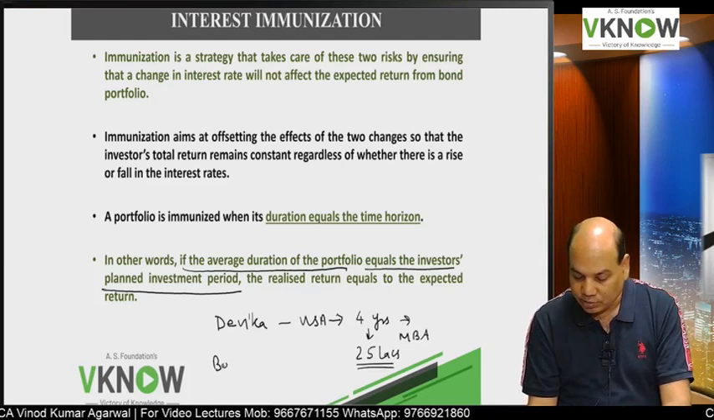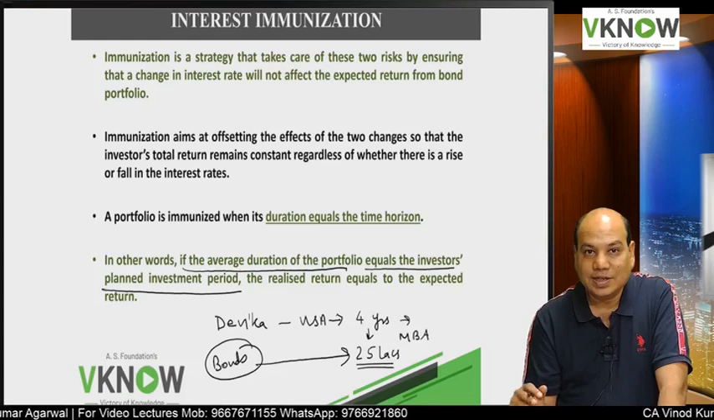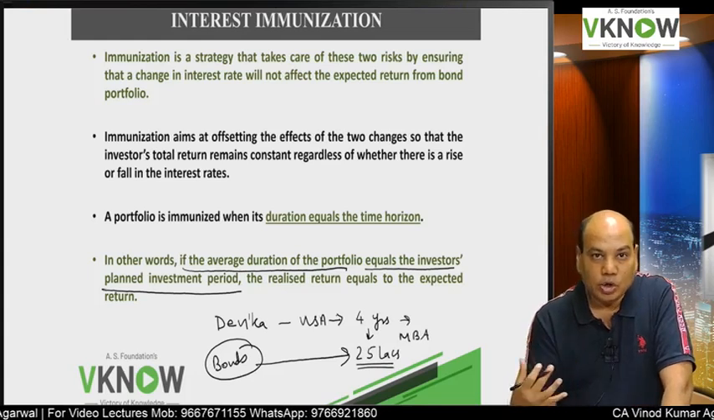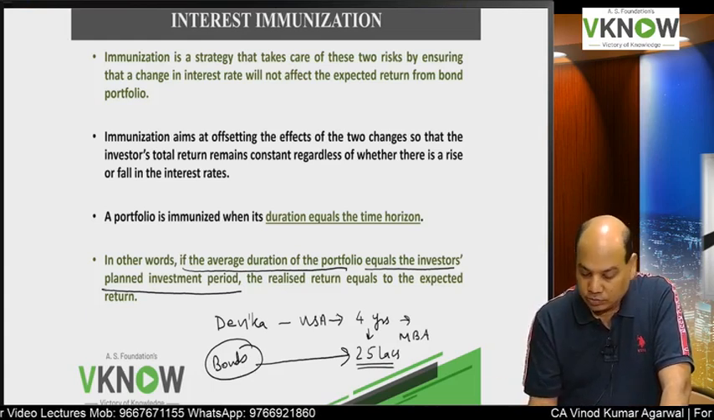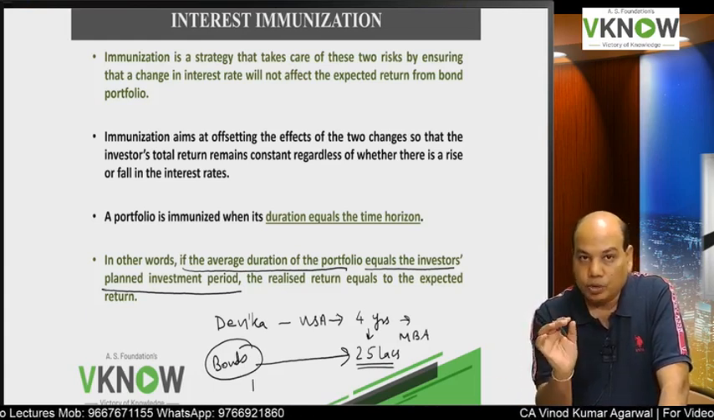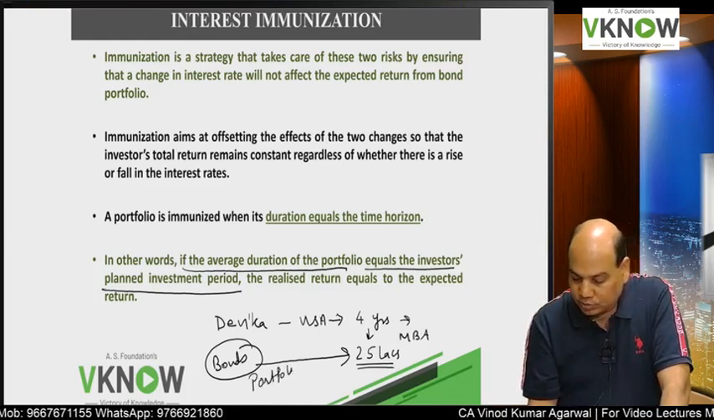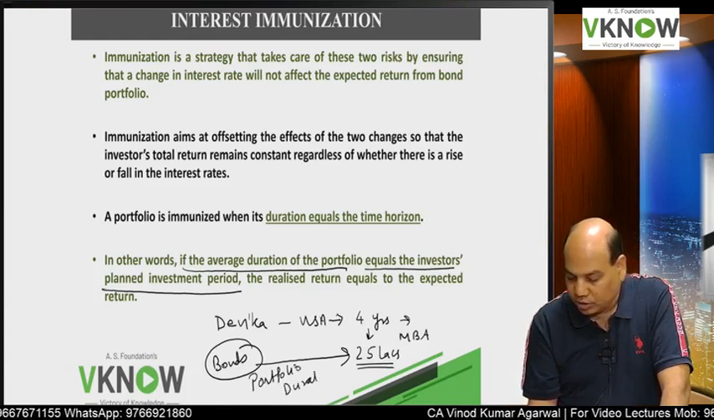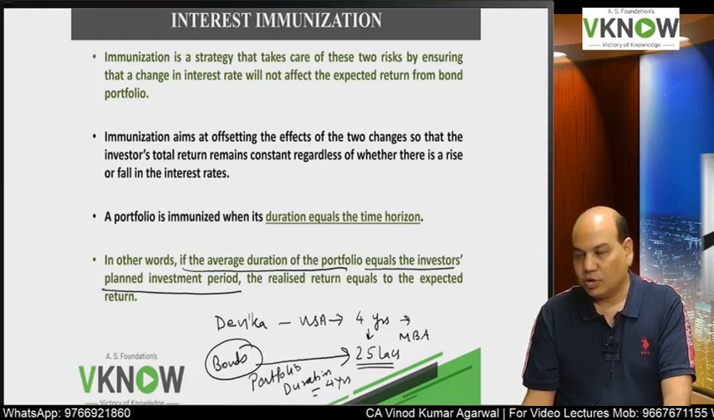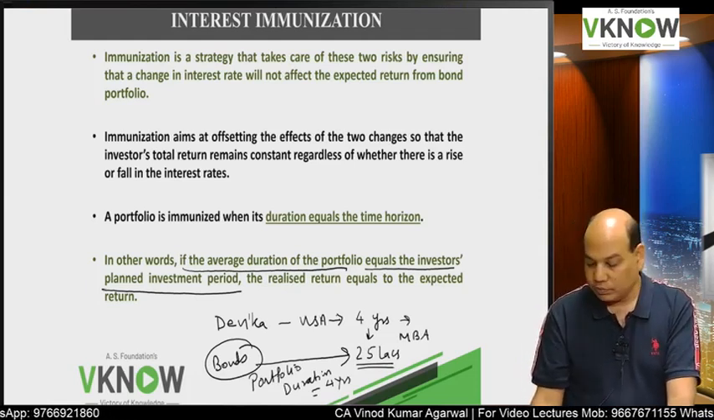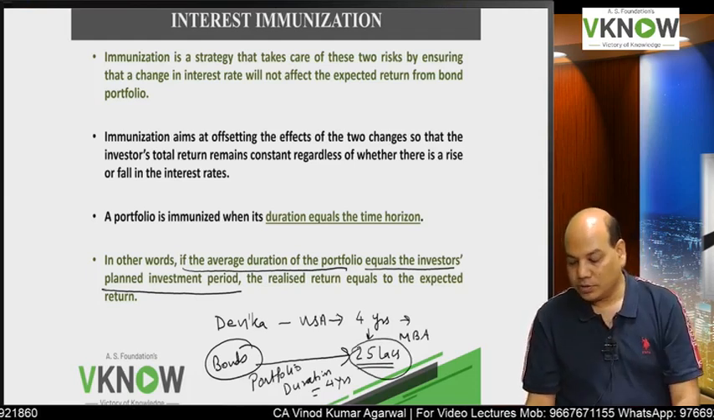She has invested in bonds, but the problem is that after 4 years, when she will sell the bond, she may or may not receive 25 lakh rupees because interest rate will change, bond value will change. So therefore she has to create a portfolio of bonds. Portfolio duration should be equal to, yes, how many years? 4 years. So if you can create a portfolio with duration 4 years, you will get your desired return, and we are going to prove that with the help of some numbers.